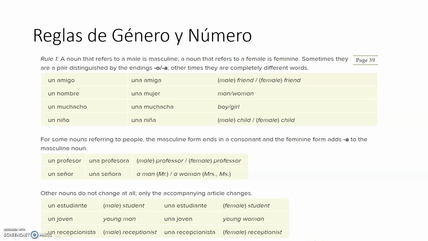We do also have other nouns that don't change at all. Estudiante, joven, recepcionista, for example, o policía también. And in these, the way that you can determine whether you're talking about a man or a woman is by the article. So if you say un estudiante, you're referring to a male student, una estudiante, a female, okay? Or el estudiante, la estudiante también.